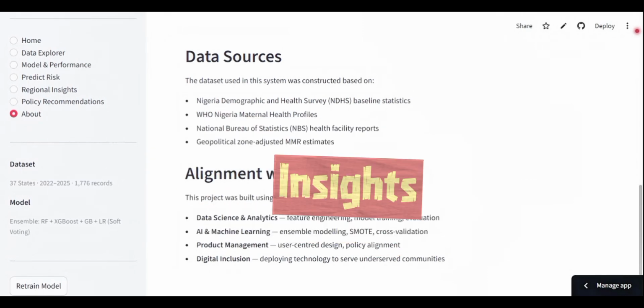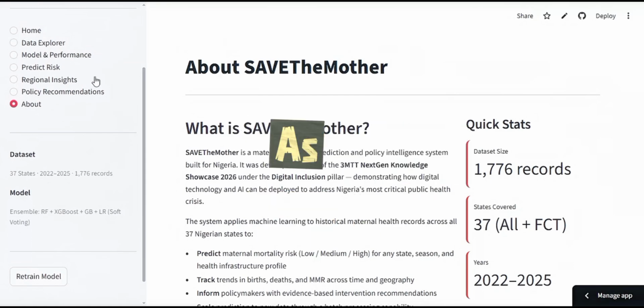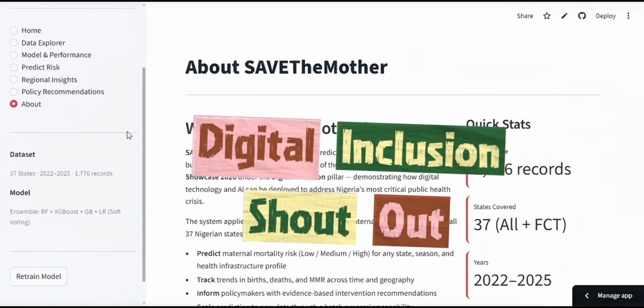This project was built as part of my knowledge showcase in the 3MTT program under the pillar Digital Inclusion. Shout out to my ALC, Brain Builders IT firm.